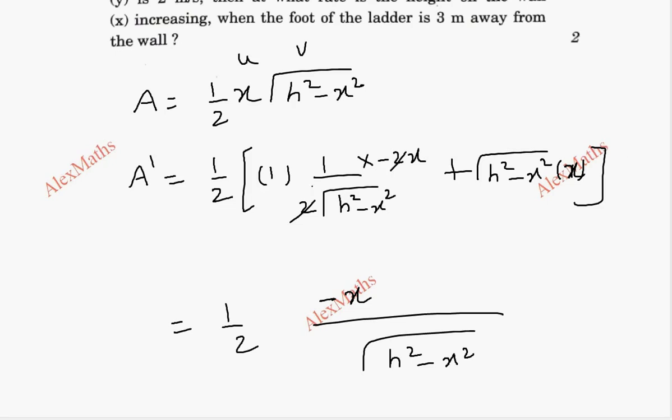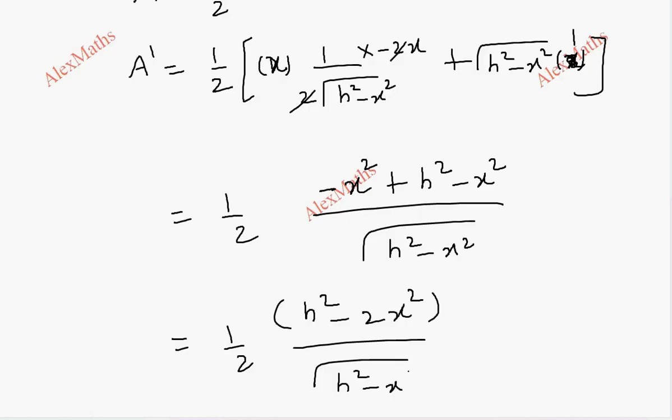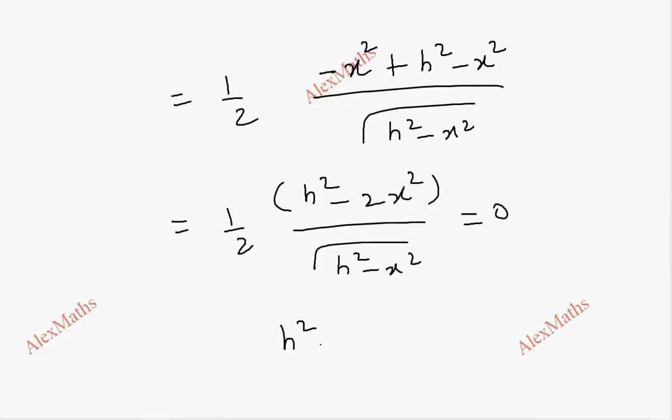Sorry, actually this is our x and this is 1. So this is minus x square. Then when I take LCM, this will become x square minus x square. Now this is half into x square minus 2x square by root of h square minus x square. We have to equate this to 0. When I cross multiply, we get h square equal to 2x square.